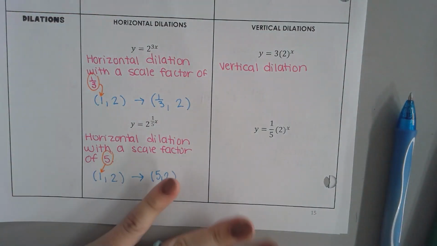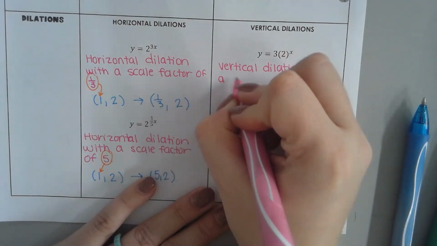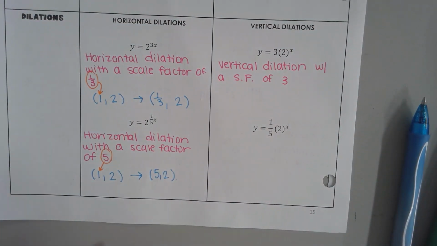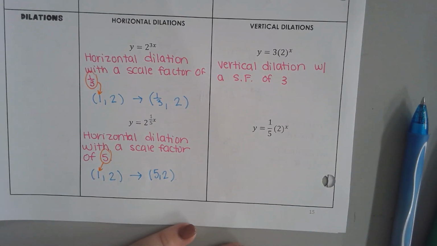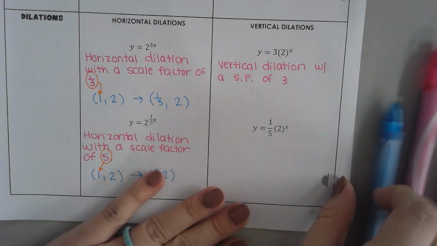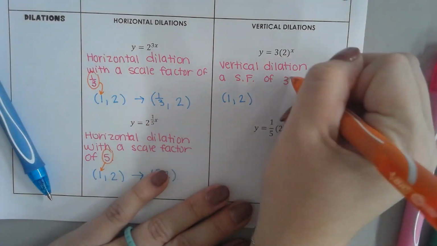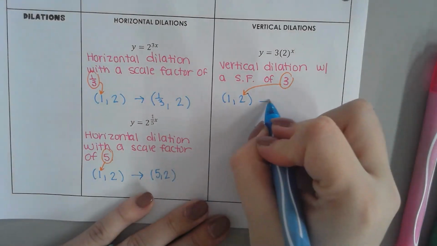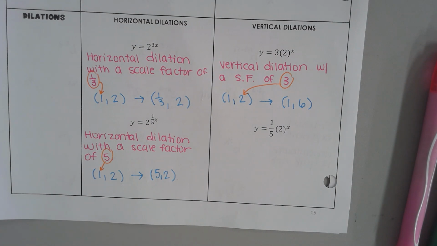So it's going to affect your y's. Y's are not opposites. So with a, I'm just going to put SF, scale factor of 3. You don't change, the scale factor is what's being multiplied. In vertical y's, it doesn't change. Horizontal x's, it does. So the point 1, 2 in vertical, this affects my y's. So this point is going to become the point 1, 6. Vertical dilations, you multiply by the y's.